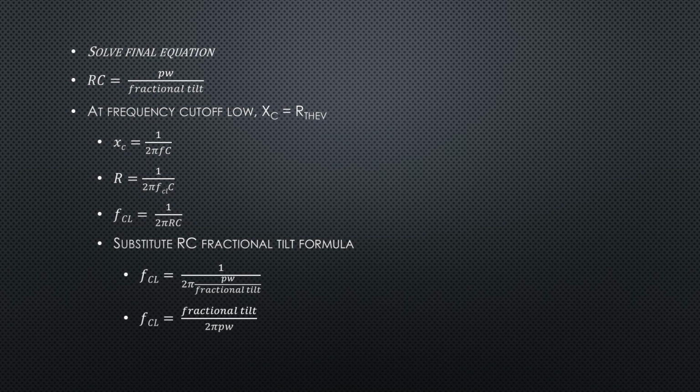Now we've got RC in terms of the square wave: pulse width divided by fractional tilt. We're going to substitute that in for the RC. That gives us frequency cutoff low equal to 1 divided by 2 pi times pulse width divided by fractional tilt, which simplifies to our final formula. Frequency cutoff low is equal to fractional tilt divided by 2 pi pulse width.